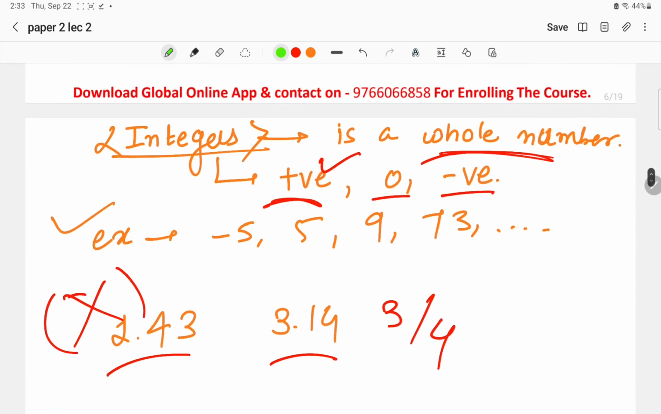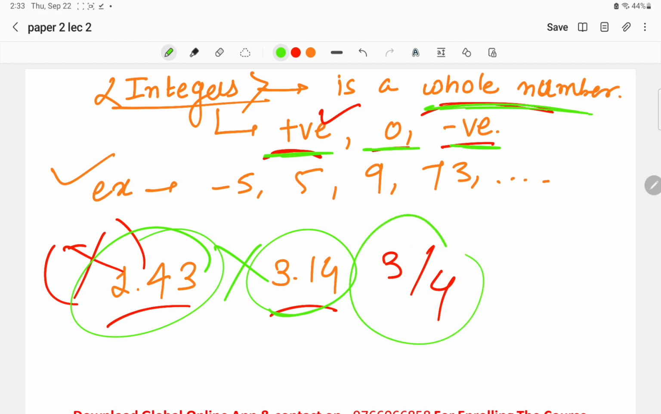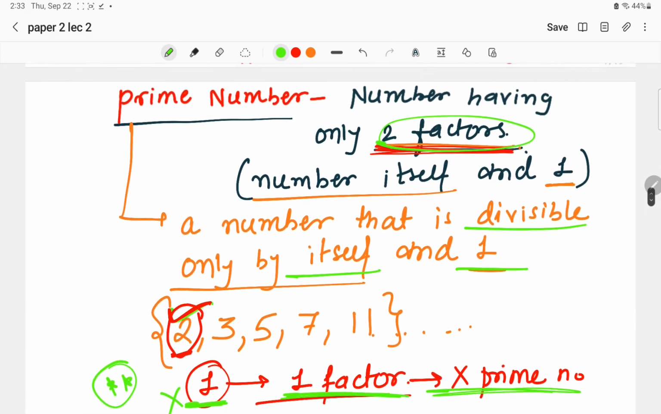Next, we have seen the integers. Integers are whole numbers that can be positive, 0 or negative. These cannot be decimals or in the form of a fraction. Those are not integers.